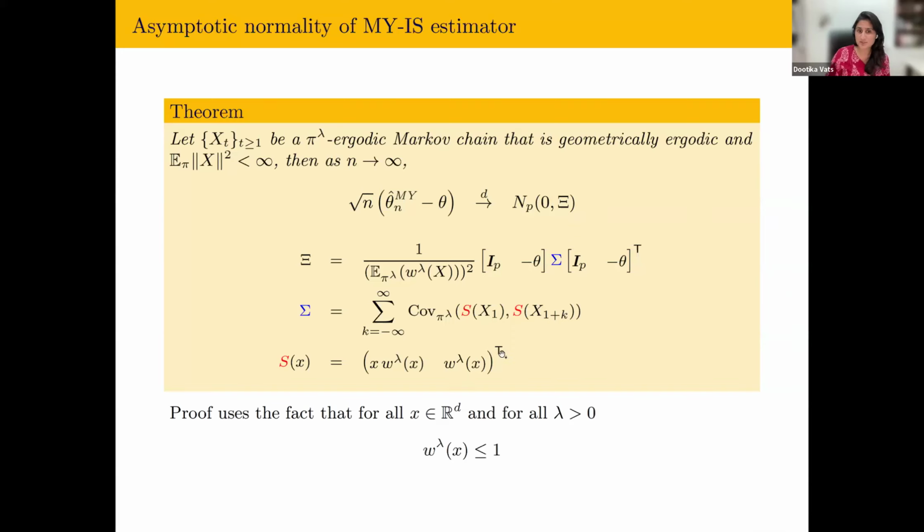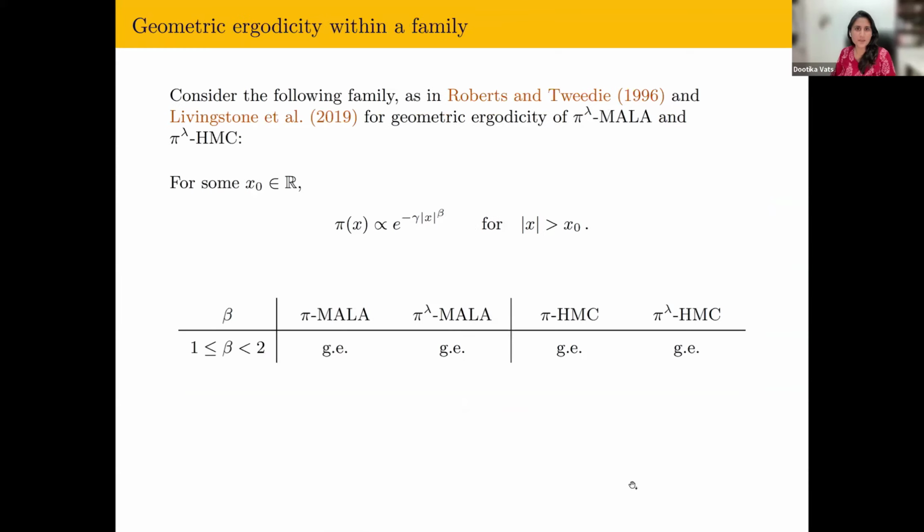And I'm going to come back to this expression in more detail later, but really the proof for the importance sampling part relies on the fact that provably w lambda of x is bounded above by 1. And so that means I have things that remain stable in the weights, in the tails of the distribution. Okay.